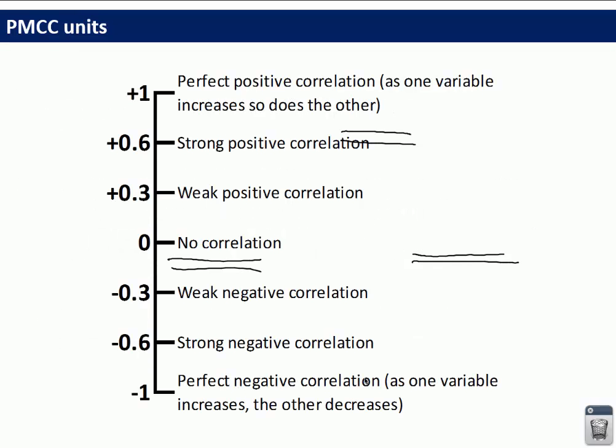Now the PMCC takes values between positive 1 and negative 1, with positive 1 being perfect positive correlation and negative 1 being perfect negative correlation. In between you have 0, which is no correlation. As you get closer to 1 or minus 1, the correlation is stronger, and closer to 0, it's weaker. You cannot have a correlation greater than 1 or less than minus 1.